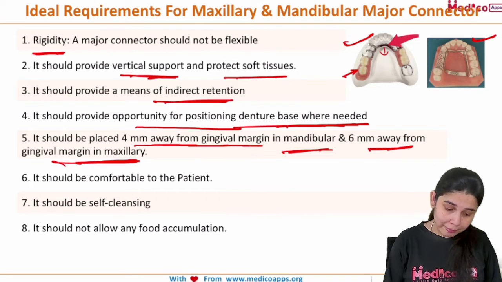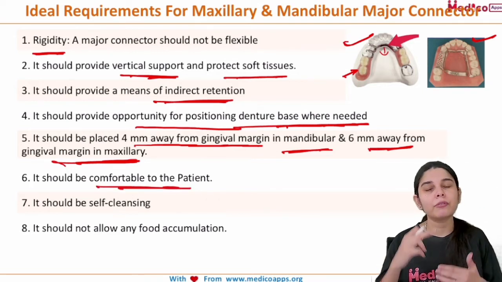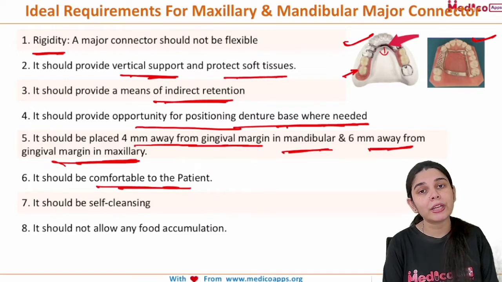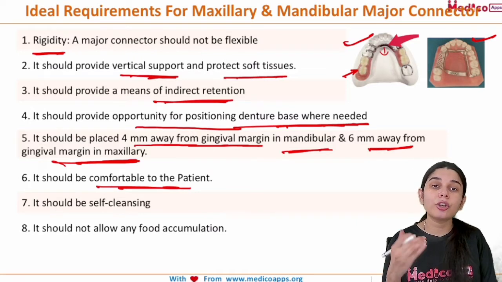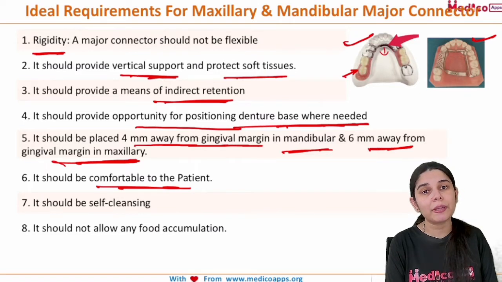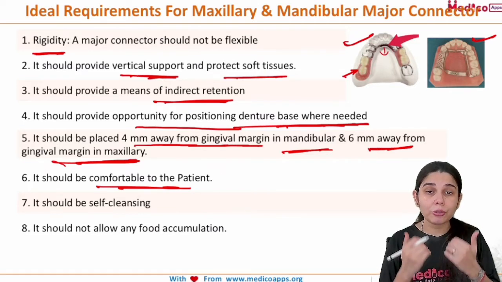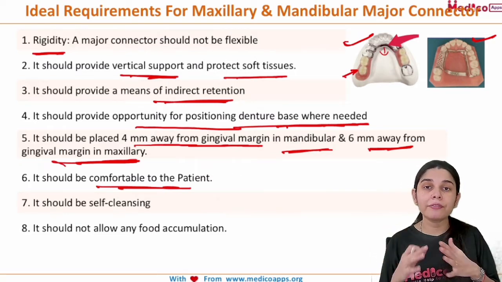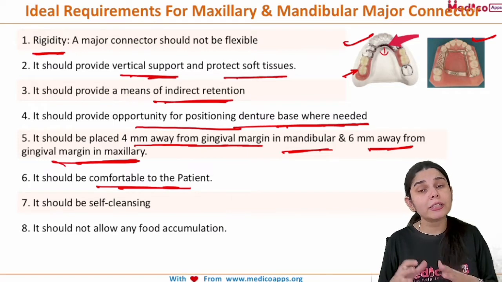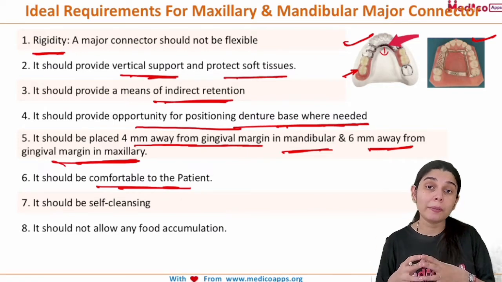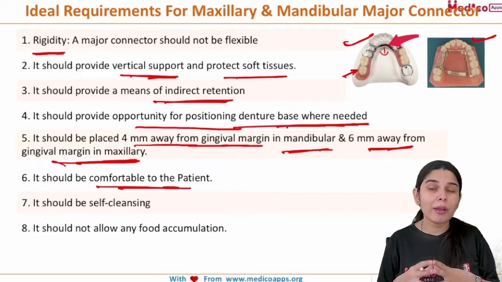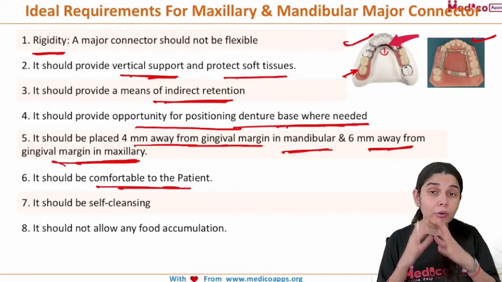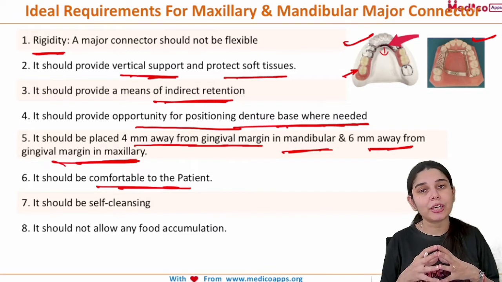The other requirements are that it should be comfortable to the patient, like for example, the borders of these major connectors should be slightly curved. It should not impinge the oral mucosa of the patient. The height of this major connector shouldn't interfere with the movement of the tongue. All these come under the comfort zone of the patient. All these ideal requirements need to be followed whenever we are giving a major connector in the oral cavity of a removable partial denture prosthesis.